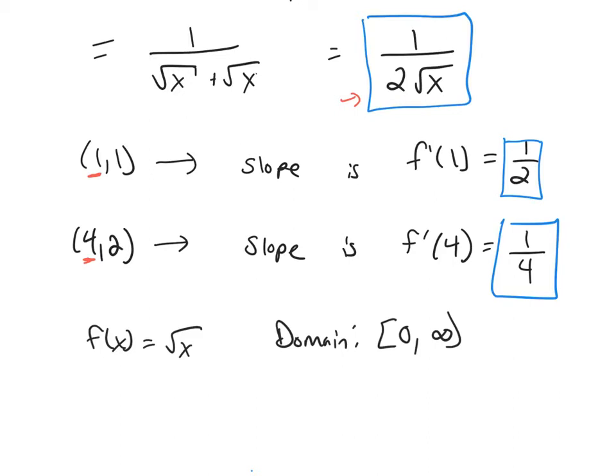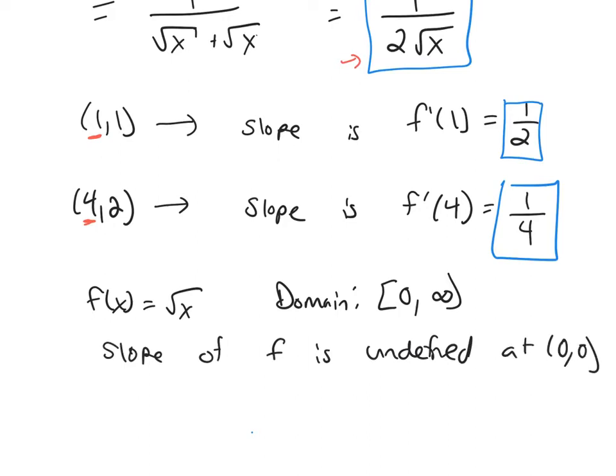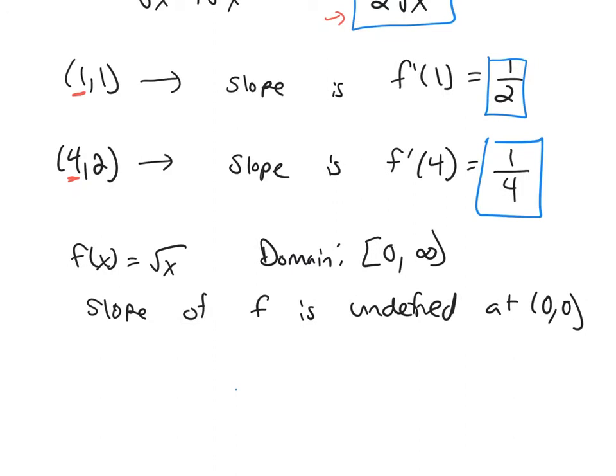And so we have a bit of a problem, is that your function starts at 0, and so what that means is the slope of f is undefined at (0, 0). In particular, f has a vertical tangent line at this point (0, 0).